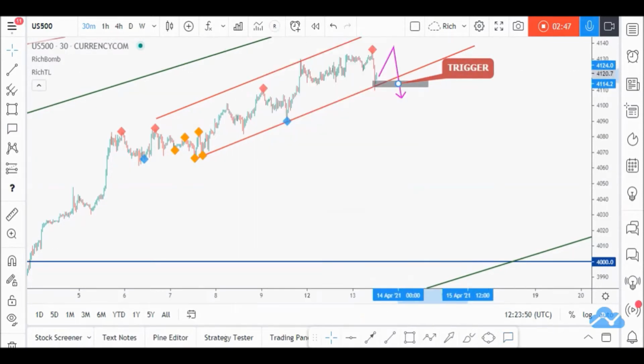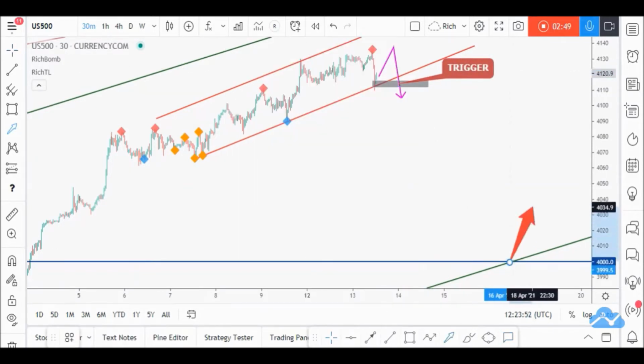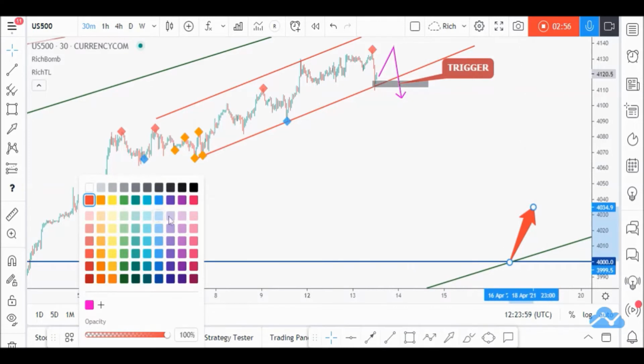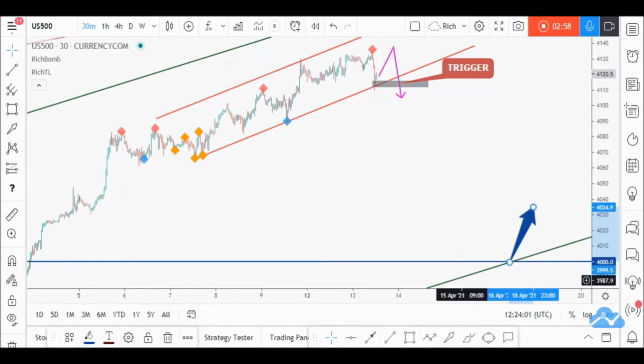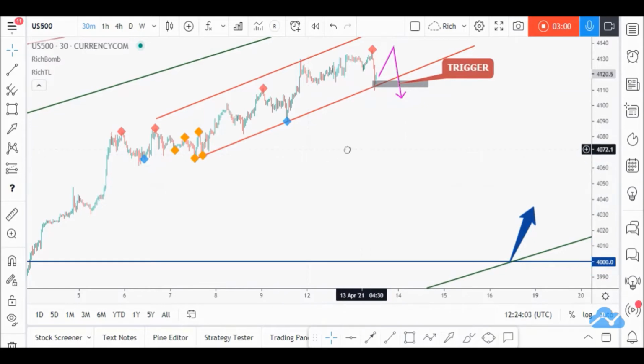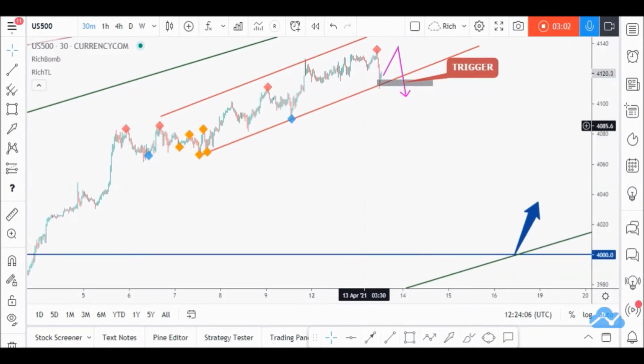And of course, as usual, you will see me doing something like this for the trigger and writing trigger, right? And as mentioned, from H1, we'll be looking for buy setups as price approaches the intersection of the green trend line and the blue 4K. So for now, that's it. We'll be waiting for the conditions to be met.